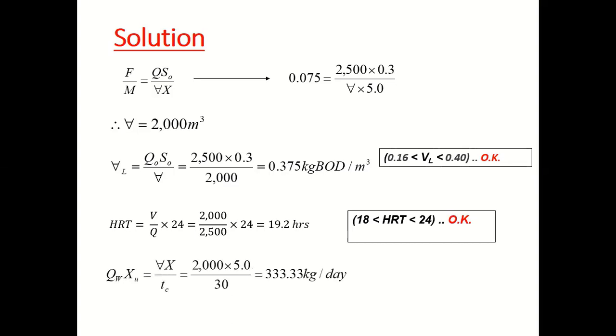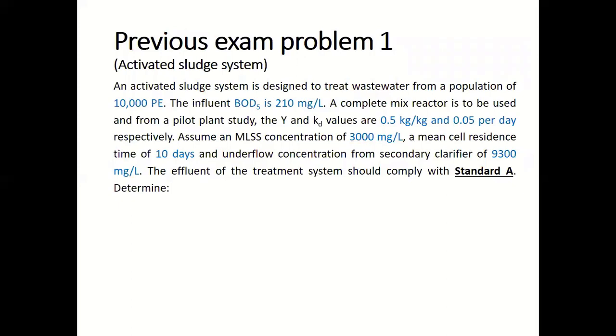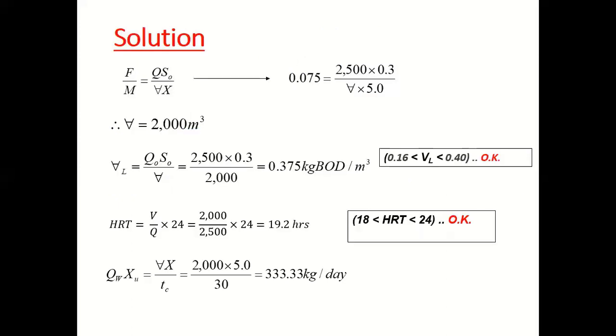Now we calculate the mass of sludge wasted per day, which is Vx over Tc. This is Qwxu. The Tc is 30 days, X is 5,000, which is substituted as 5, and then 2,000 for the V, which gives 333 kilogram per day. And this is the end of the question.